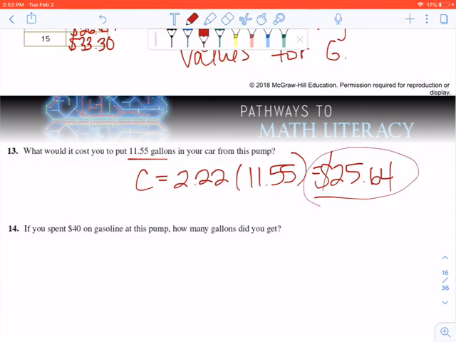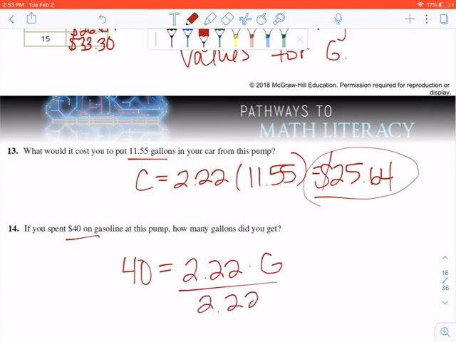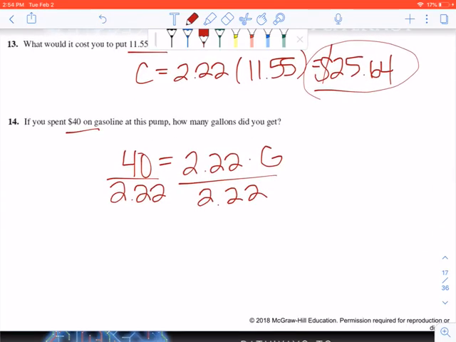So it says then, now you spend $40 on gasoline, how many gallons did you get? So now I'm given the total cost, which is C. So I would say 40 equals 2.22 times gallons. I'm trying to figure out what gallons are. I would then divide by 2.22 to solve the equation for G. And when I divide, I should get G equals 18.01 gallons.